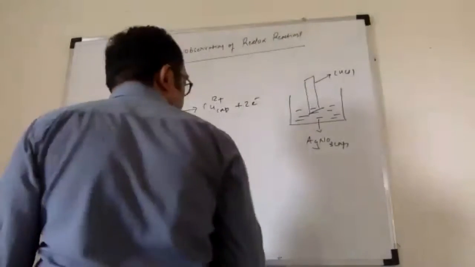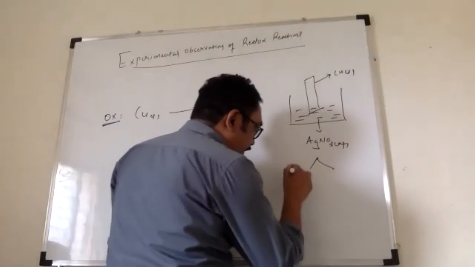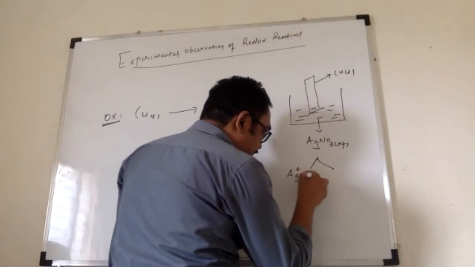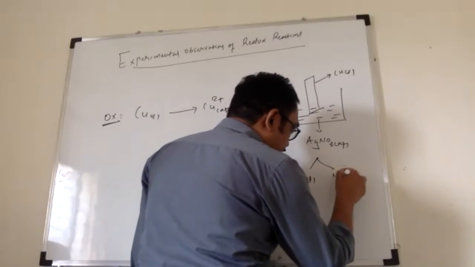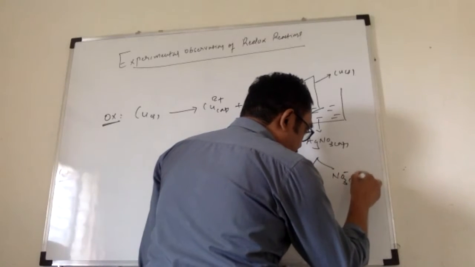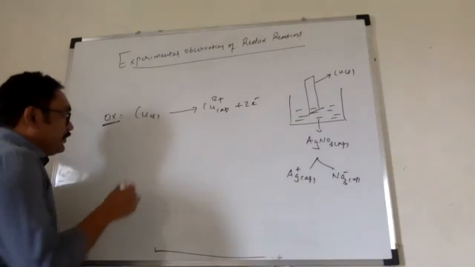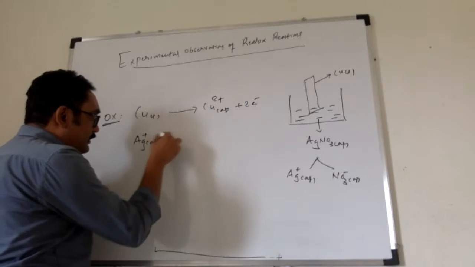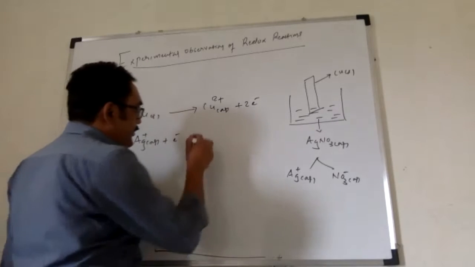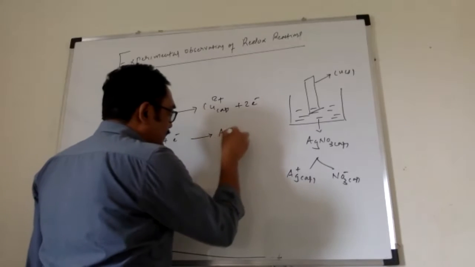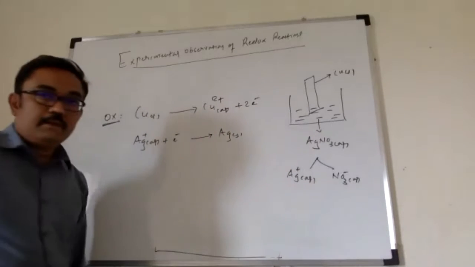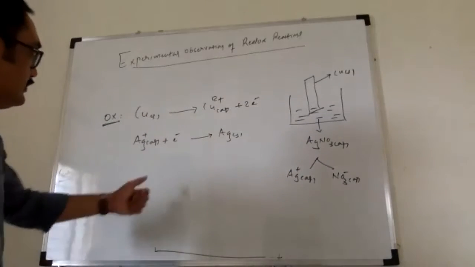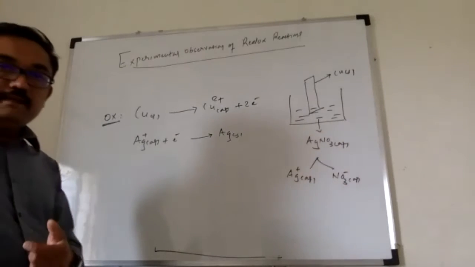What happens to silver ion? In AgNO3 there are 2 ions: Ag+ and NO3-. So what will happen to silver ion? Silver ion from the solution gains electron and deposits as Ag solid. So wouldn't it be 2 Ag+ plus 2 electrons gives 2 Ag?